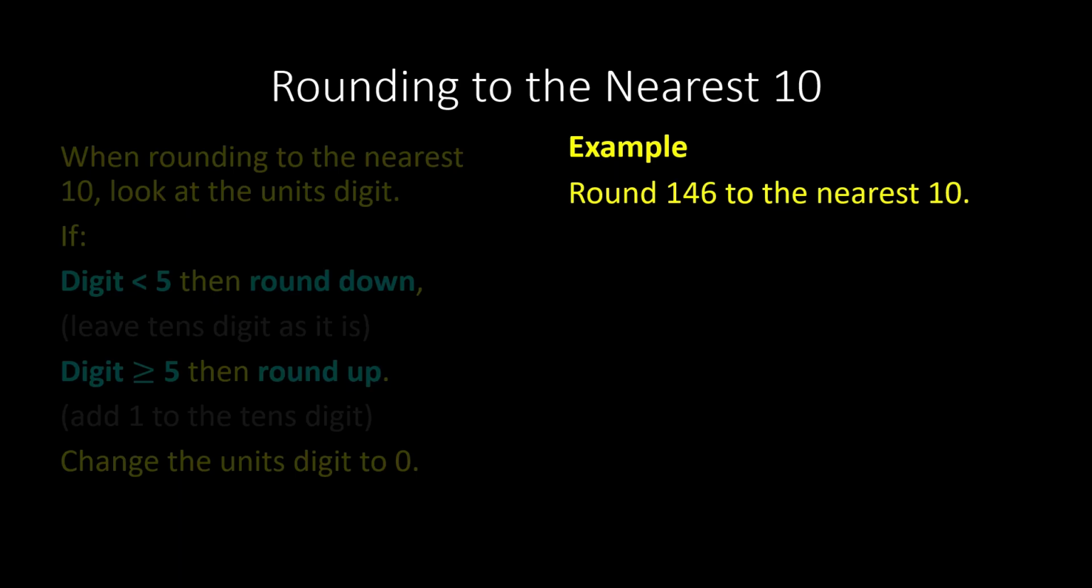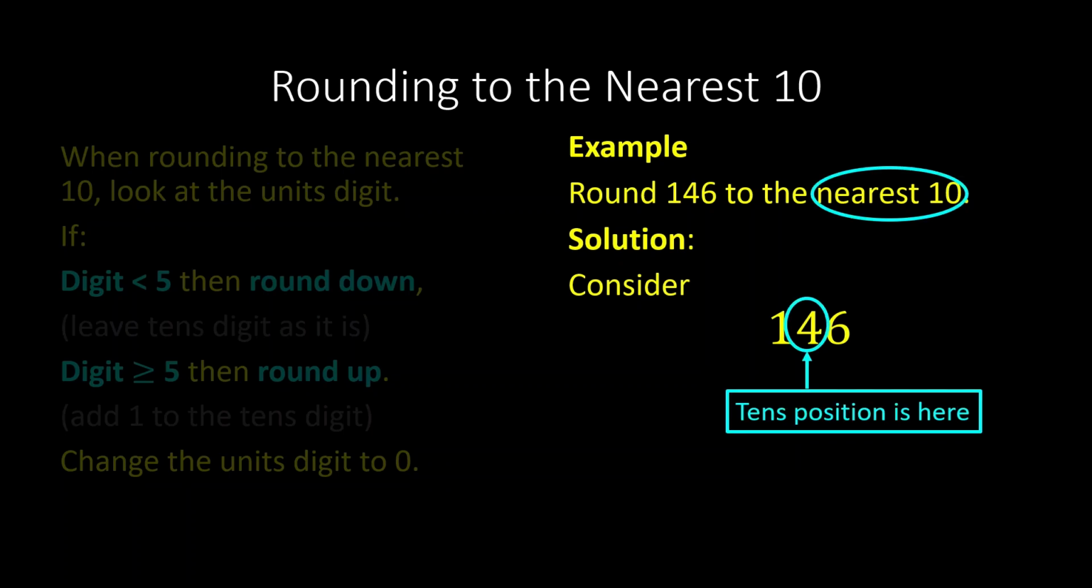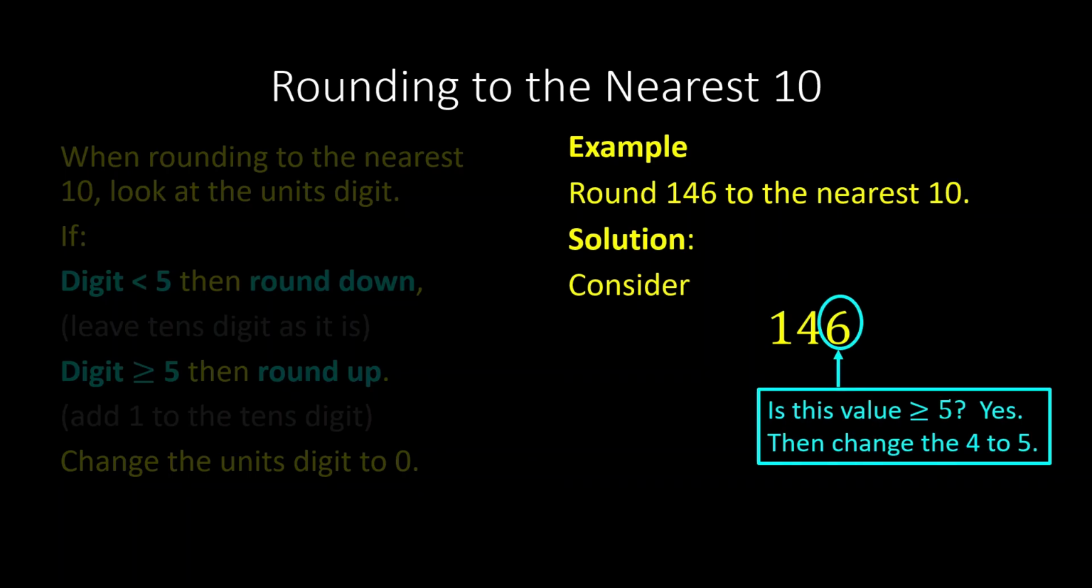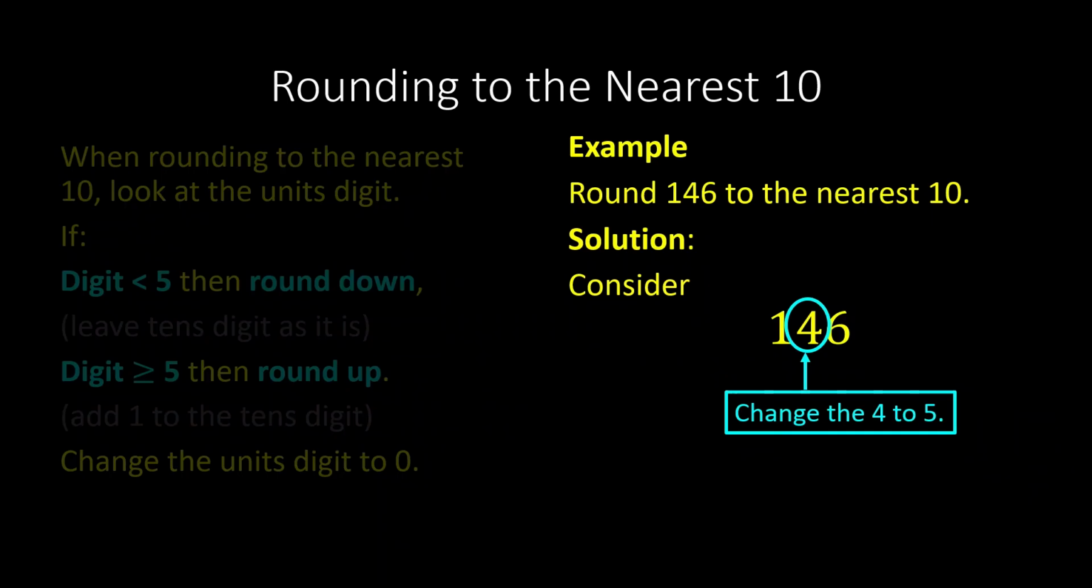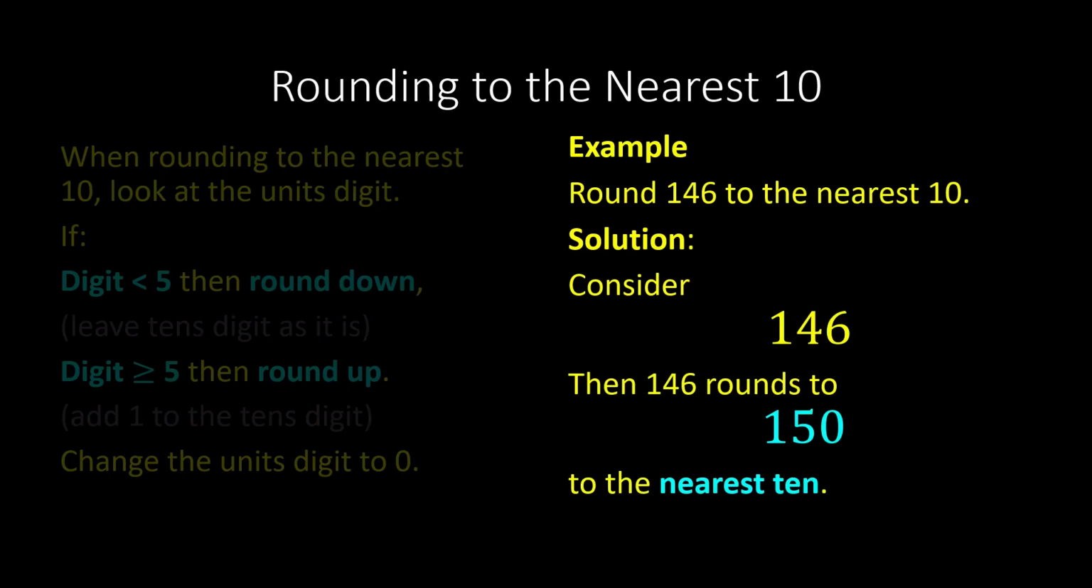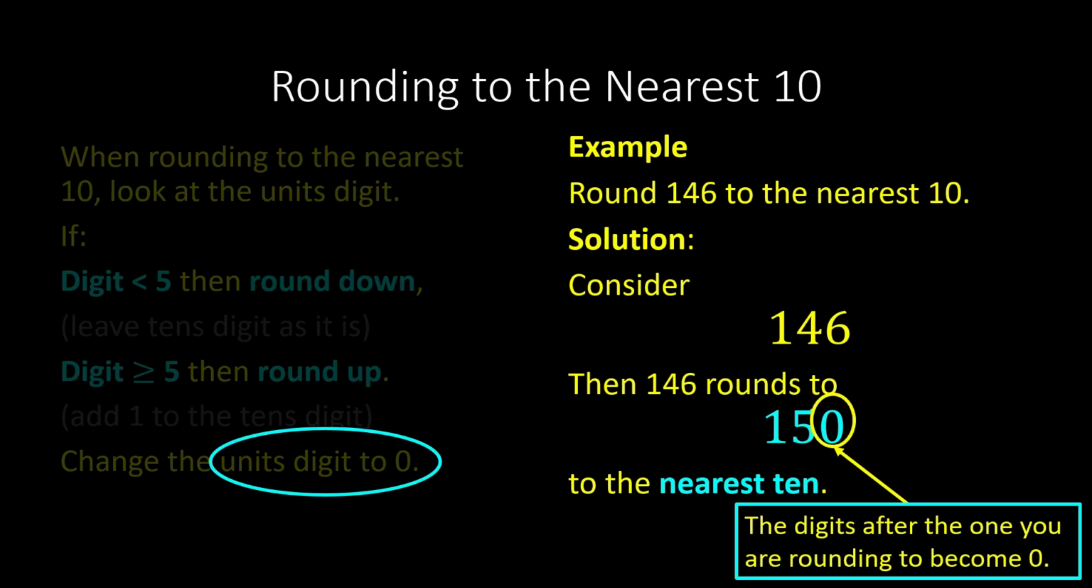Now we're required to round 146 to the nearest 10. So let's consider 146. The tens position is here. In the units position, we look at this value and ask ourselves, is this value greater than or equal to 5? Yes, it is. So now we change the 4 to a 5. And therefore 146 rounds to 150 to the nearest 10. Since the digits after the one you are rounding to become 0, as shown here.